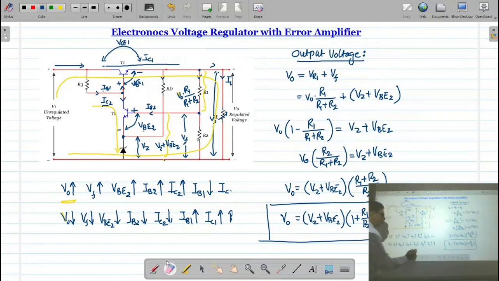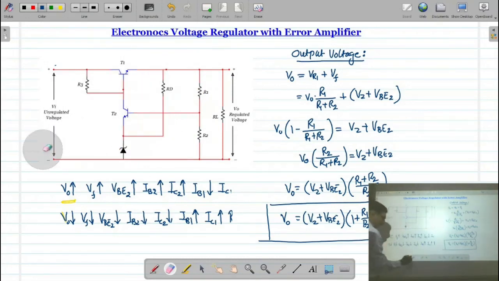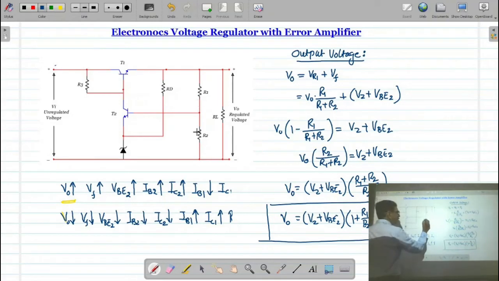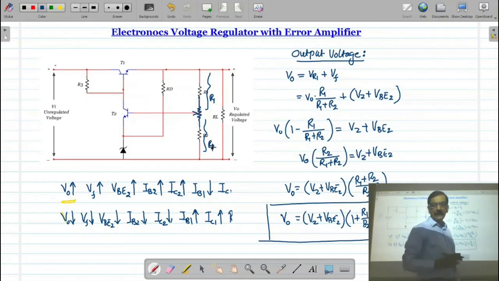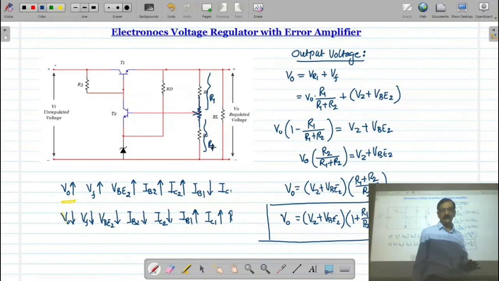And for that, what you can do here, remember that between R1 and R2, you can connect a potentiometer. So when you connect this potentiometer, this is your R1 and this is your R2. Now when you change the position of the potentiometer, the ratio of R1 and R2 is going to change, and accordingly my output voltage will also change. So this circuit is useful for making a variable voltage regulator.